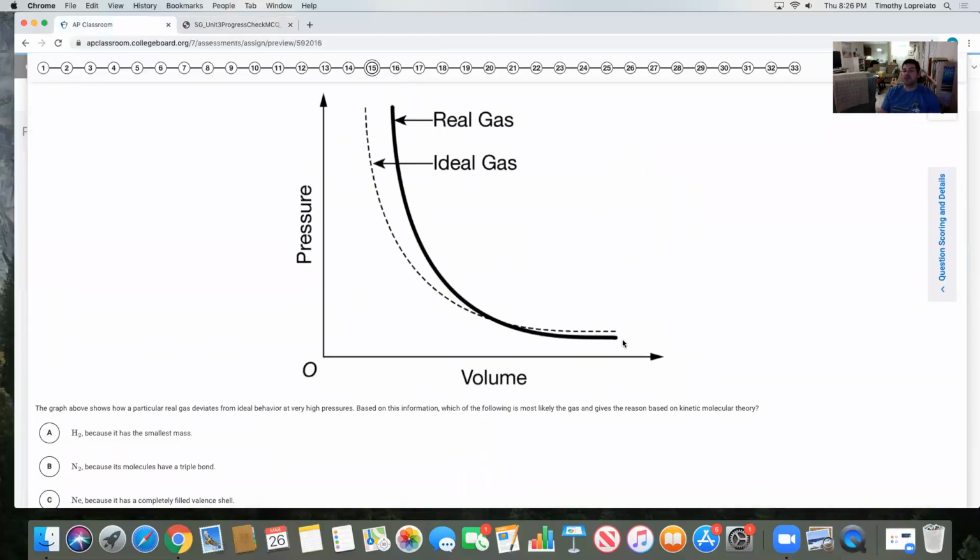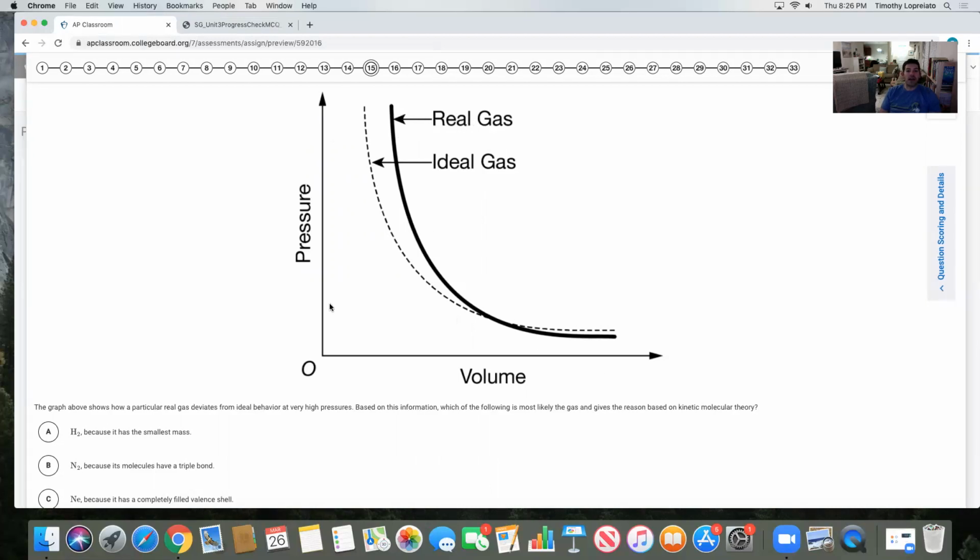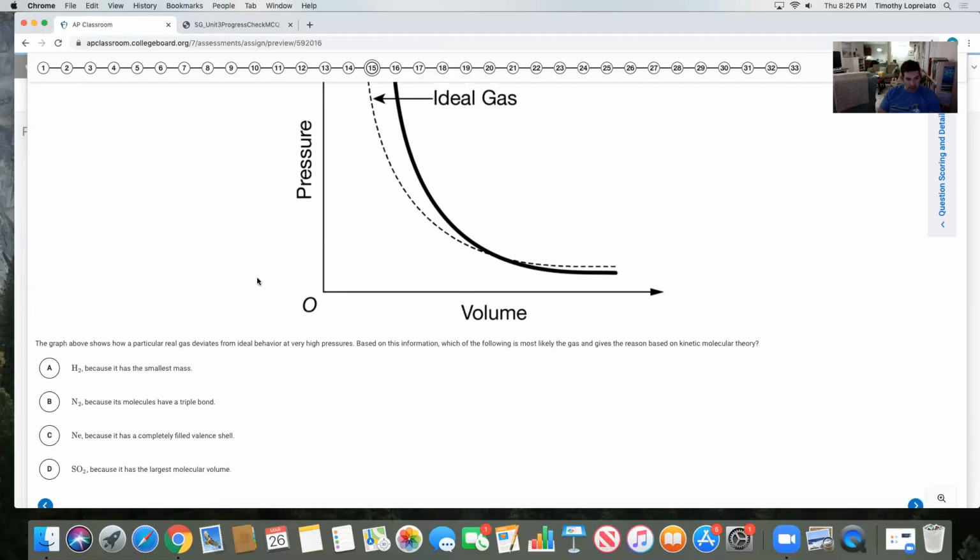Okay, so we got the volume, we got the pressure. Our ideal gas is in the dotted line. Our real gas is off to the side a little bit. So what is this saying? At a high pressure, we're deviating more from the ideal gas, which should make sense because at a high pressure, molecules are going to be much closer to each other. They're going to start interacting. At low pressures, that's when it's going to be more ideal because they're going to be further apart. All right, the graph above shows how a particular real gas deviates from ideal behavior at very high pressure.